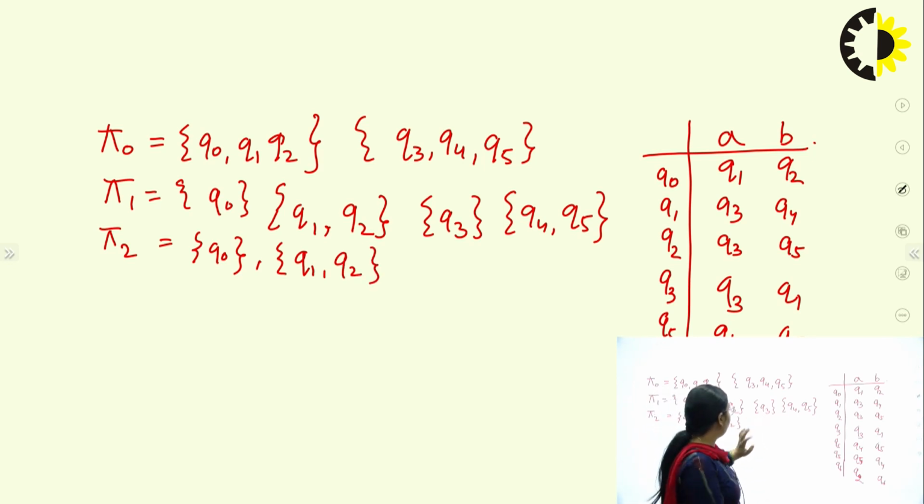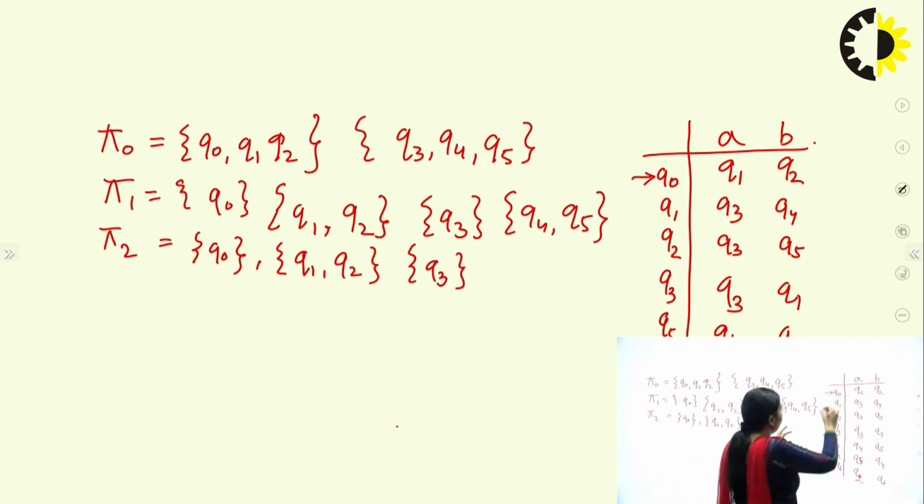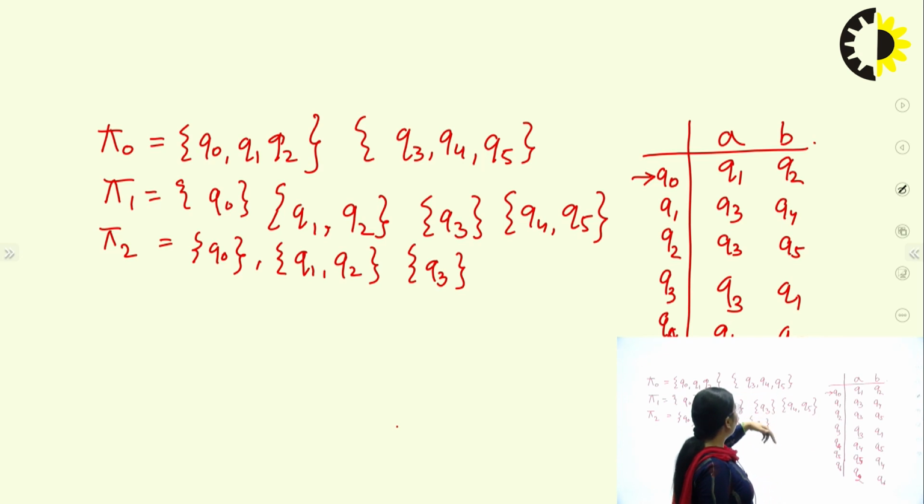Then Q3 is already final, and Q4, Q5. We have to check these two states also, Q4 and Q5. They go to Q4, Q5 and Q5, Q4. Now we check in the previous partition, and Q4, Q5 lie in the same set.